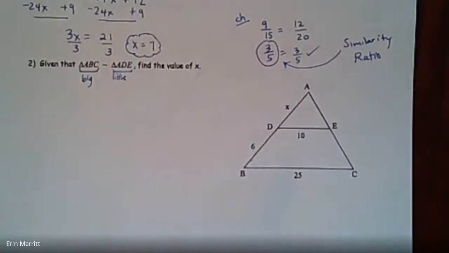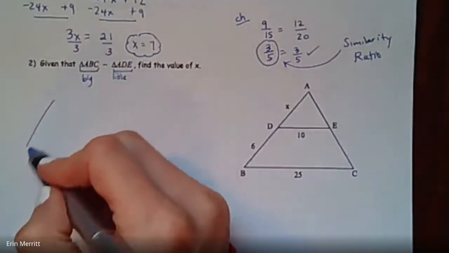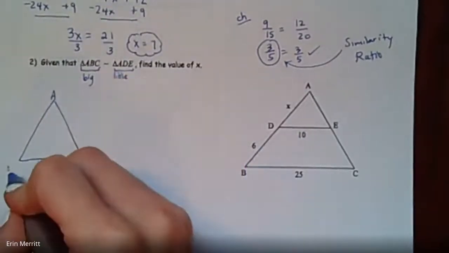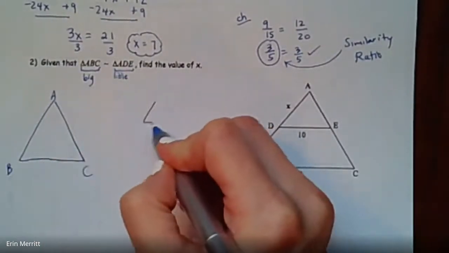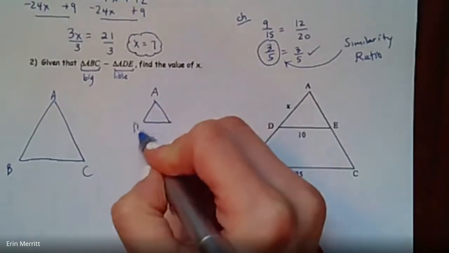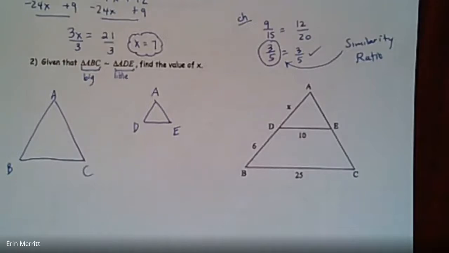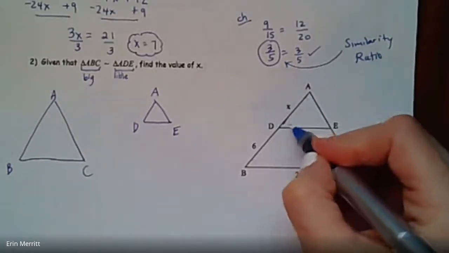Anytime we have overlapping triangles, just like in our proofs, I think it's a good idea to redraw them. It doesn't have to be fancy. You can do it fairly quickly, but I think it helps to see it, especially when we go to label. So what I mean by that, the little triangle, that's X, that's 10.